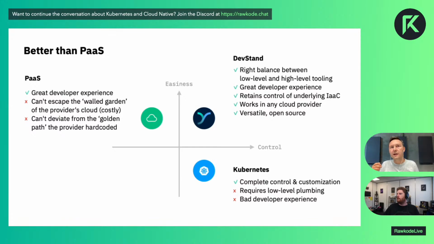Sometimes you just have to tweak something that is not possible within a platform. But with DevStand, you still retain control of the underlying configuration. You can pipe the output of DevStand to customize and do anything extra, or you can write your own transformation in JSON on top of that breadboard file.